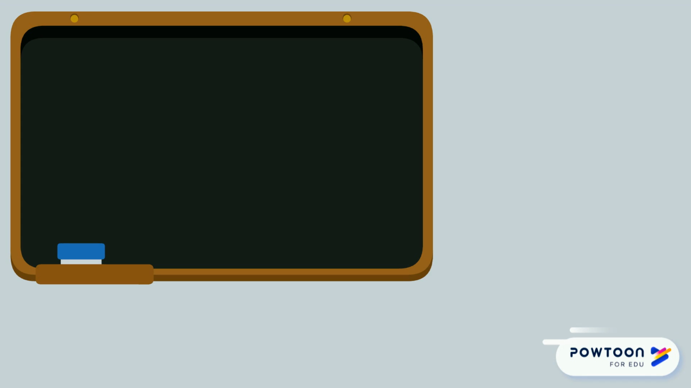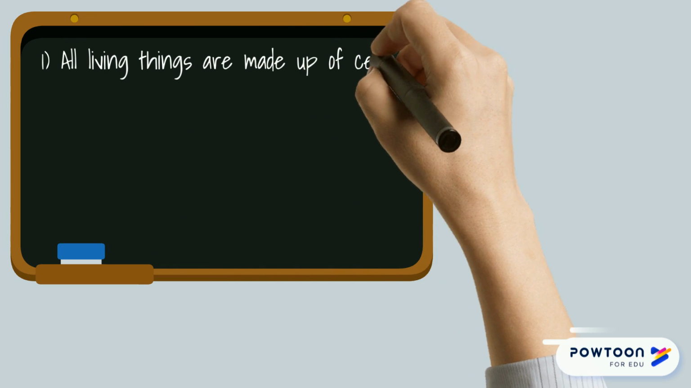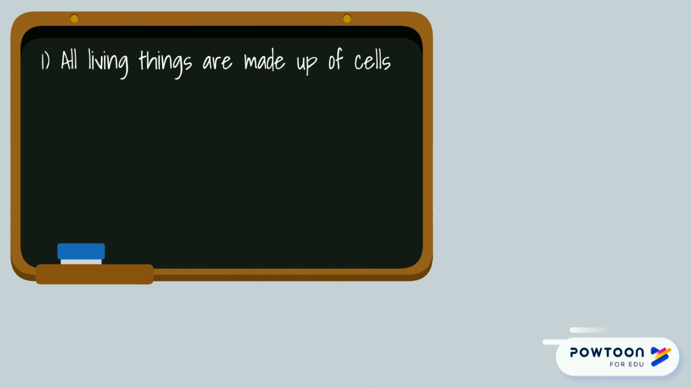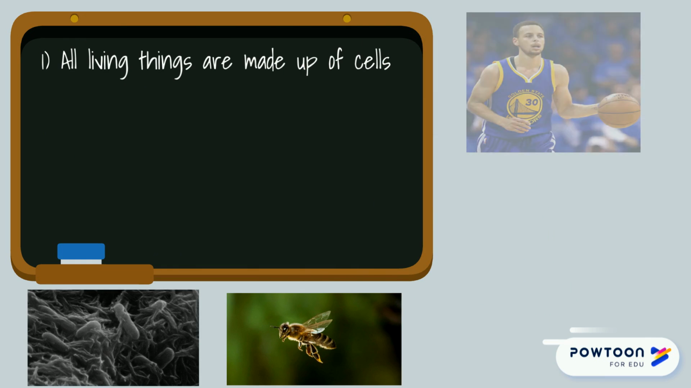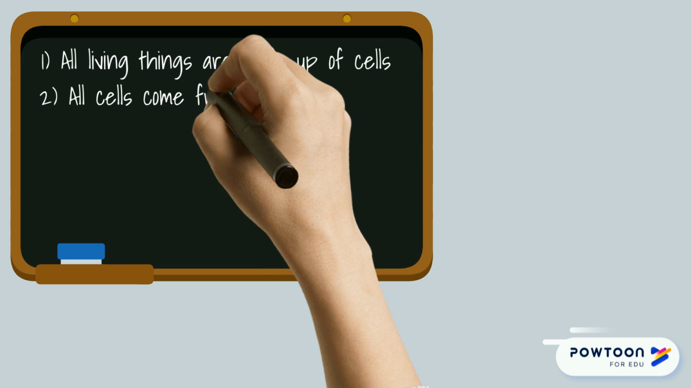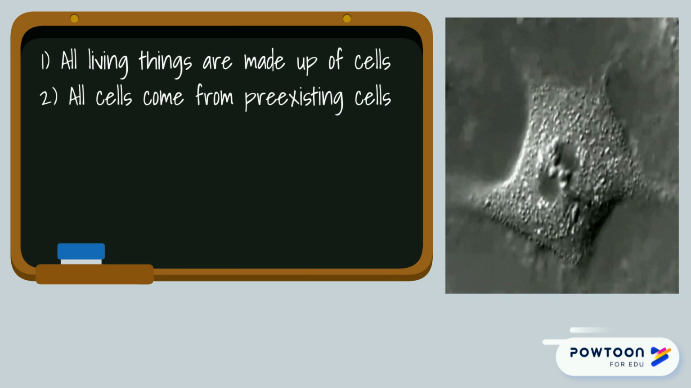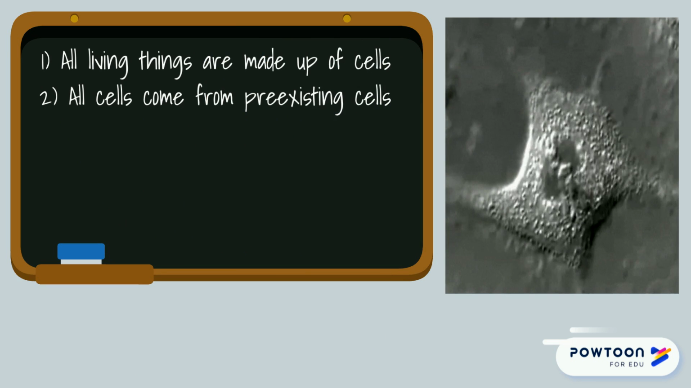Okay, on to the key facts about the cell theory. It has two main parts. Number 1. All living things are made up of cells. That means literally everything, from bacteria to bees, humans to hyacinths. Number 2. All cells come from pre-existing cells created through the process of cell division. This is an idea, of course, that you have come across at GCSE through the study of mitosis.